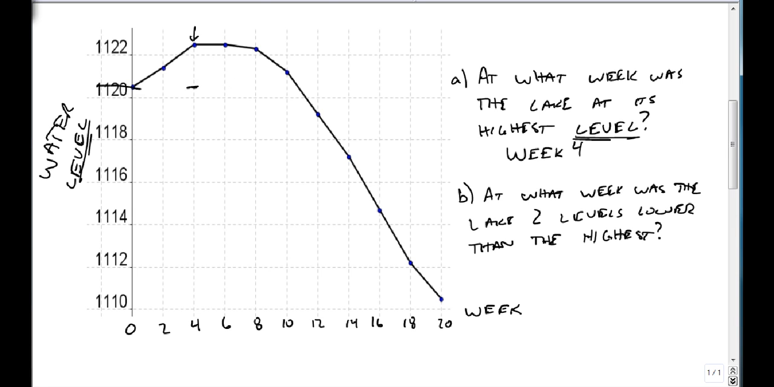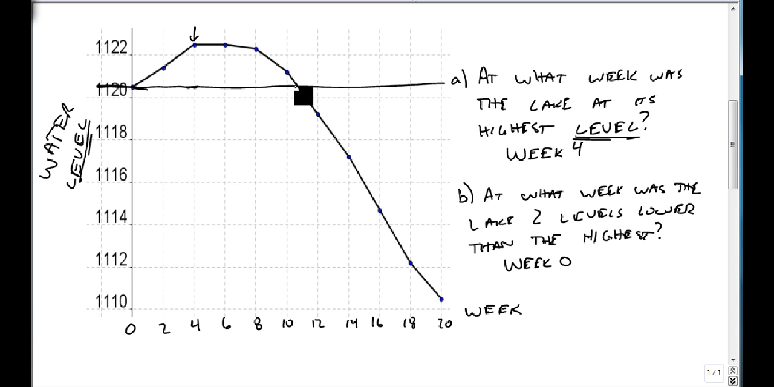I'm going to draw a horizontal line right there. That's not a very good line. There we go, that's a little bit better. And I want to know when it's 2 points lower than that. And notice right here, it looks like at week 0 our input matches about 2 levels lower than that, so at the very beginning of this data set.